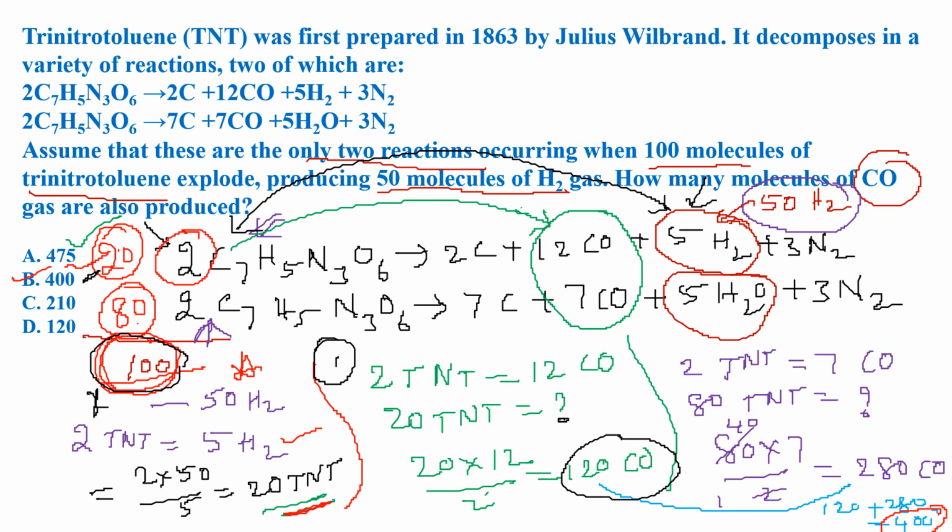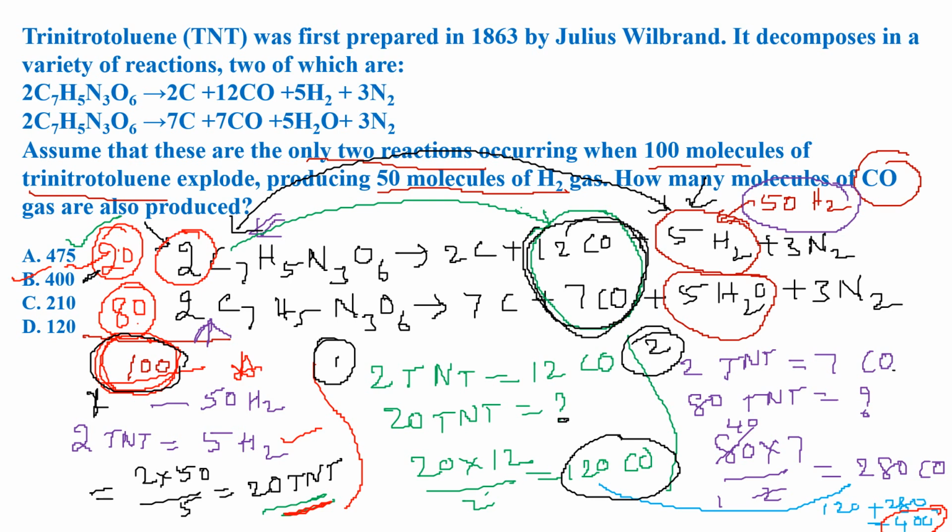Then here 2 molecules of TNT give 7 molecules of CO. How did you get this? Based on chemical reaction number 2. Then 80 molecules gives how much? So 280 molecules of CO. So like this, finally, both the first reaction and second reaction produce CO.